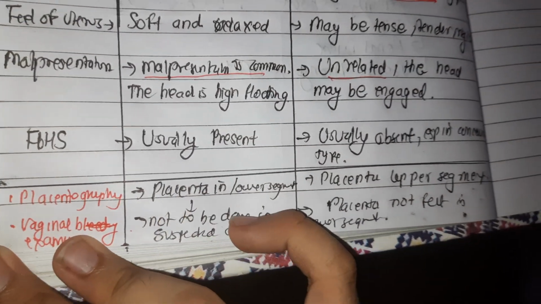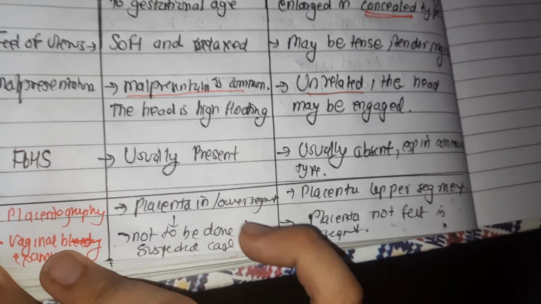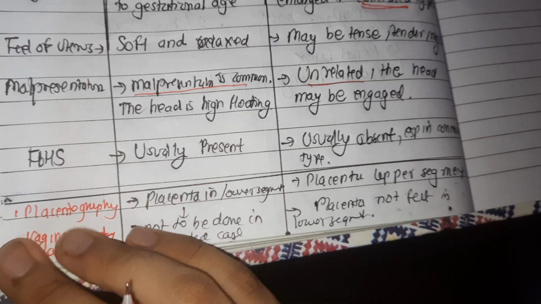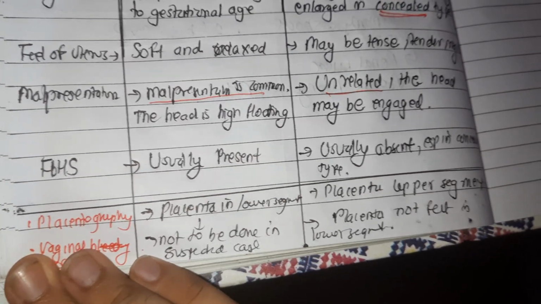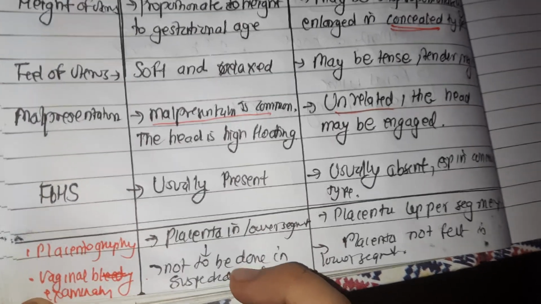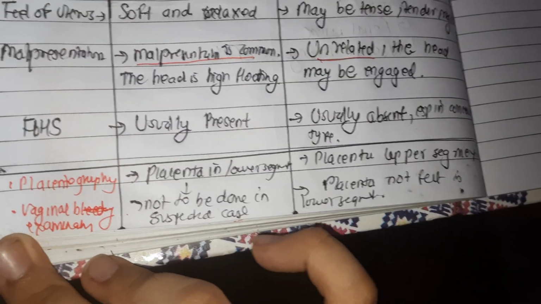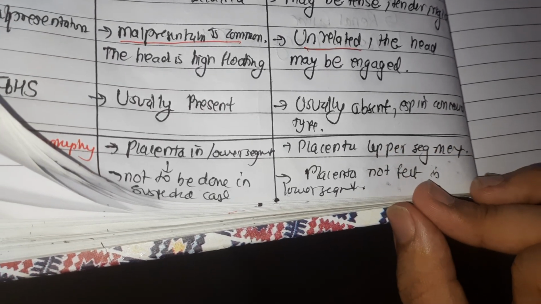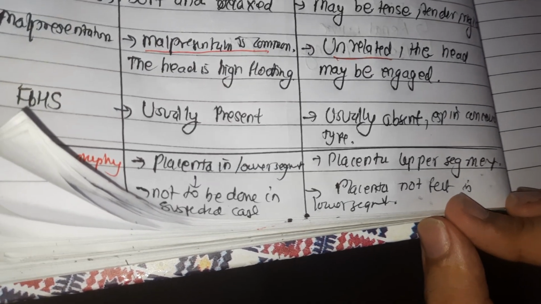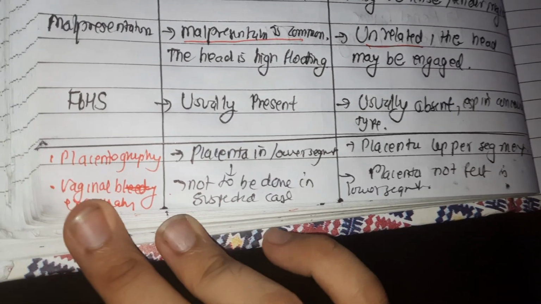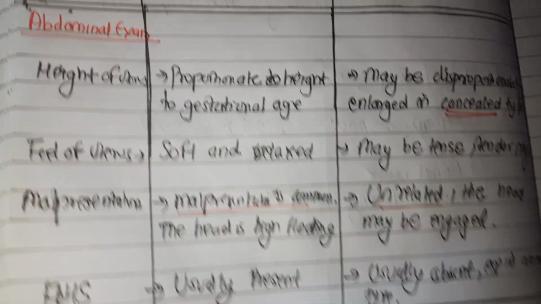In placentography, the placenta is present in the lower segment in placenta previa, and in the upper segment in abruptio placenta. In vaginal examination, the placenta can be felt in the lower segment in placenta previa, and we should not do it in a suspected case. In abruptio placenta, the placenta is not felt in the lower segment. So that was all about the difference between placenta previa and abruptio placenta.